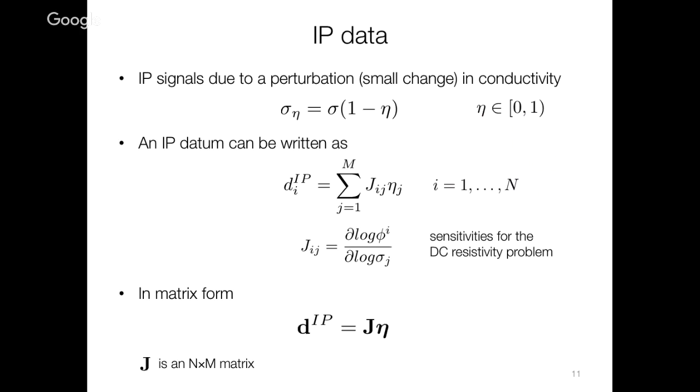How do we work with this? Well, we saw that introducing chargeability is kind of like something that perturbs the electrical conductivity. So we could do a Taylor expansion and basically write an IP datum as equal to the product of some sensitivity matrix, which we're going to obtain from the DC resistivity problem, times our chargeability that we're working with, whether it's in milliseconds or milliradians. The bottom line is we can write this in that linear form. It's like a gravity problem or potential field problem.